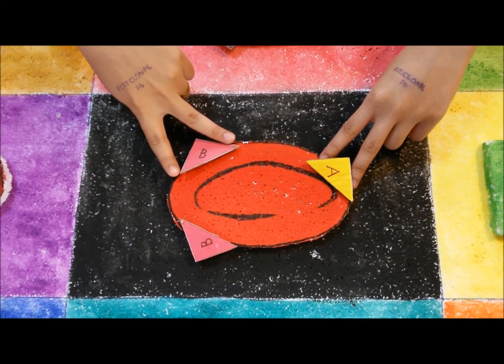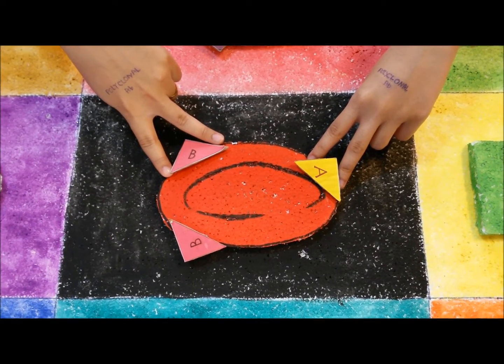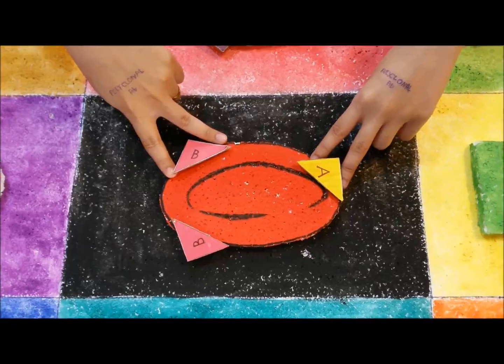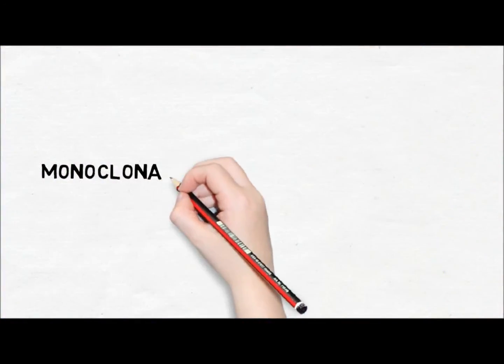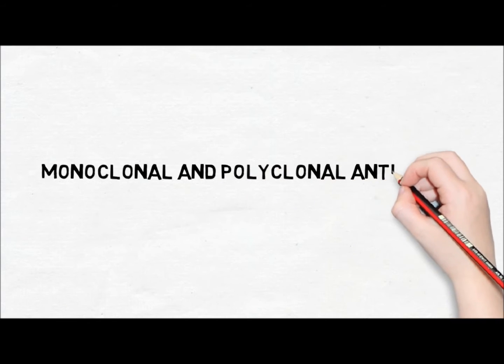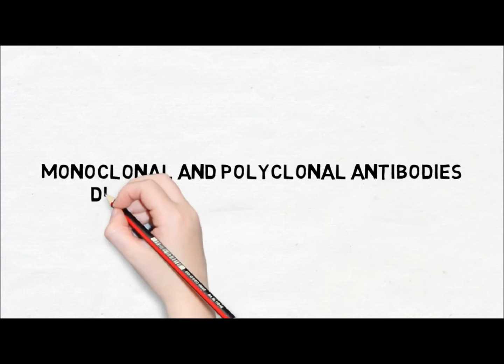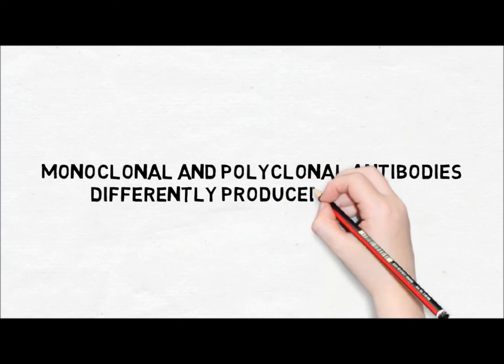So, these are polyclonal antibodies. They are not identical to each other because they come from different lineages of B cell. So they will bind to different epitopes. Let's now have a look at our monoclonal and polyclonal antibodies production. Since monoclonal and polyclonal antibodies differ from each other, even their production process will differ slightly.